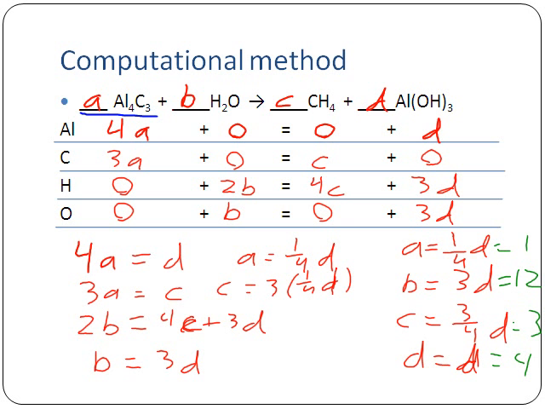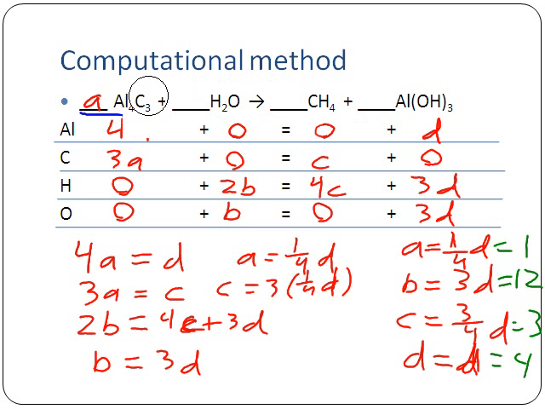If we take this out and erase the letters that we had in here originally, let's go ahead and put in our numbers. A was 1. B is 12. C is 3. And D is 4. Let's see if this works.